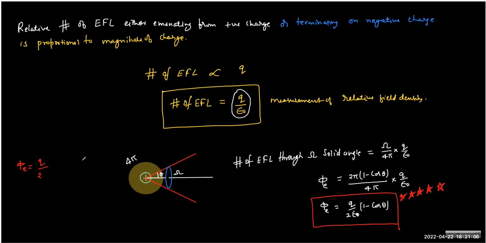Sir, in this Q by epsilon naught, it's like the relative number of field lines that we are considering. Correct. So the number is infinite. In count wise, it's uncountable. But if you talk about the count density, like which one is denser, then we can say it is proportional to charge Q. So you can always keep this in mind. This is like a count itself.